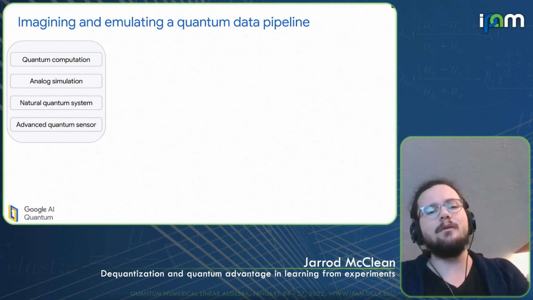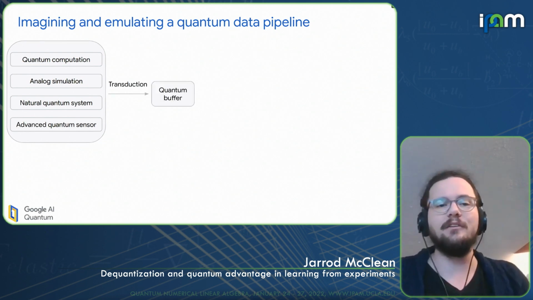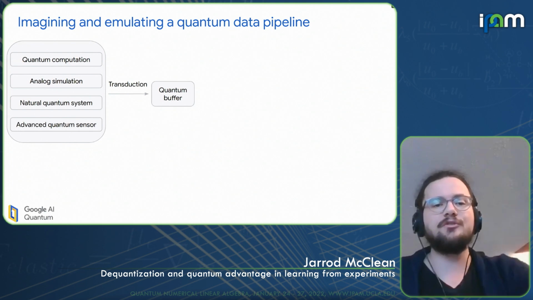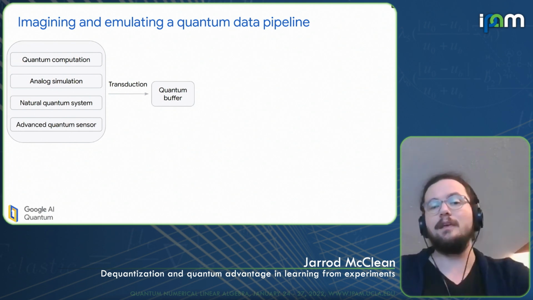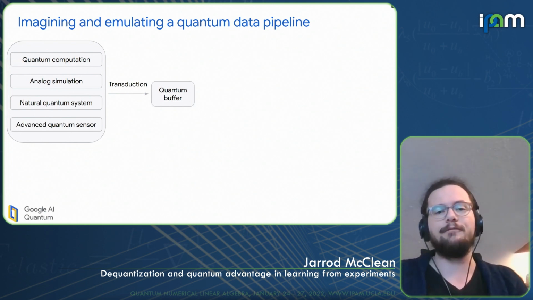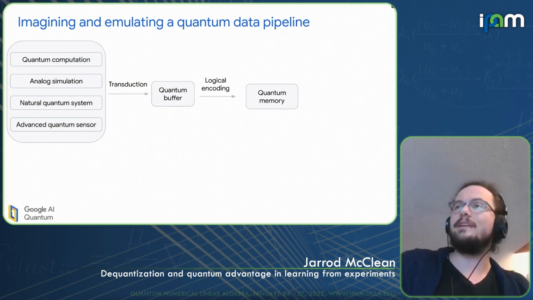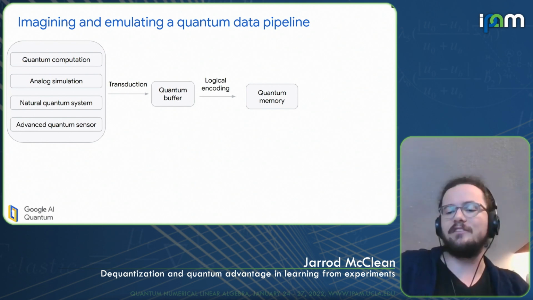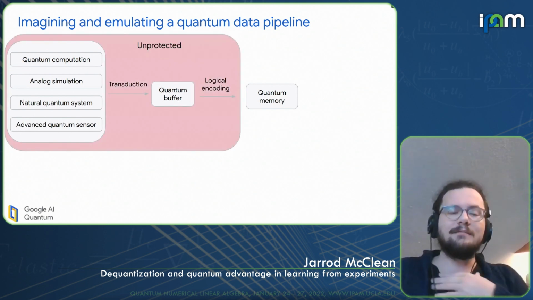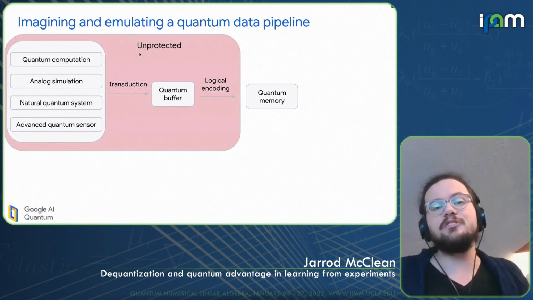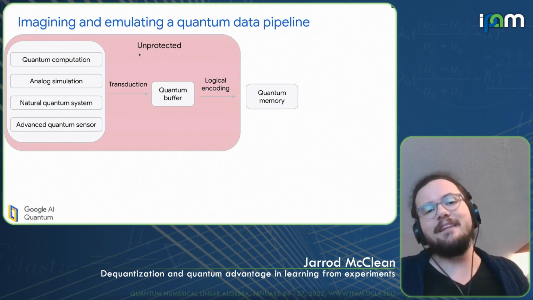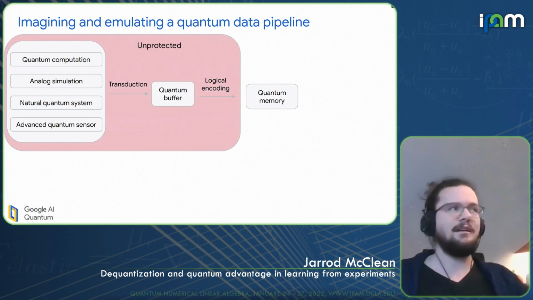Or it could be something where you actually have this quantum sensor. But in any case, you perform this transduction into the thing that you think you're going to compute on, or your quantum buffer. And then eventually you probably perform a logical encoding so that it can sit around and you can do more advanced processing on it. But importantly, or interestingly, this data is essentially always going to be unprotected, at least as far as we know, unless we can encode data.